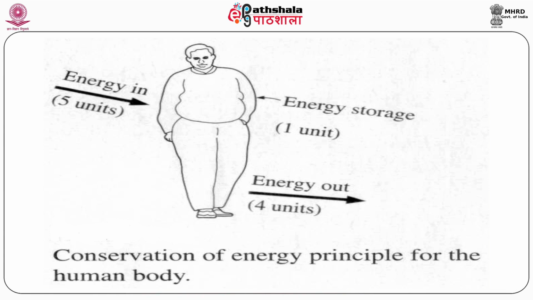Now here we are showing the same. If a man takes in energy by eating food or taking glucose in metabolic processes, he takes in 5 units and his energy is stored, but he is only working out with 4 units. That means 1 unit of energy has been stored. So the conservation of energy is the principle at work in the human body. The energy enters, and then some energy is stored and some is used by physical exercise or any mental activity. So the total energy will remain the same.